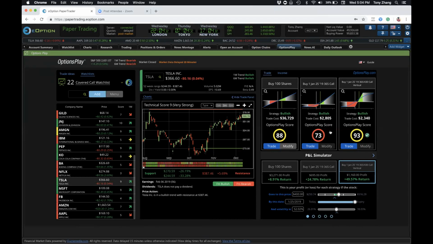As you can see, we have an OptionsPlay score of 73, and that's red. That's telling you the risk reward of this call option is not very good. So here's a prime example where I don't think I would buy this call option, because the returns just aren't big enough. The stock has to move all the way up to 425 by the end of January, which I think is a big ask for a stock that's already moved 100 points over the last couple of weeks. So I think that's an example of when I would rather buy the stock than buy a call.